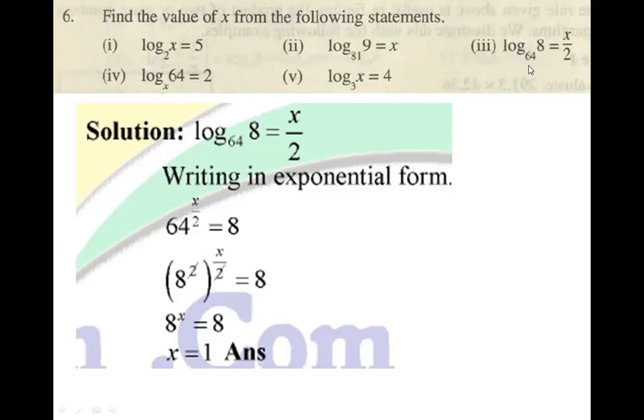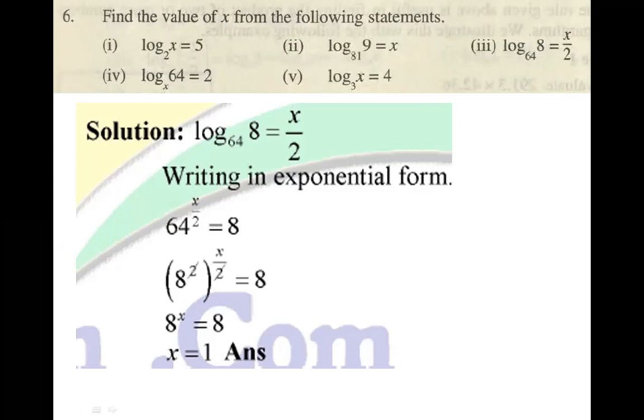Log of 8 to the base 64 is equals to x over 2. Write in the exponential form, we got 64 raised to power x over 2 is equals to 8. So now here we have 8, so 64 will be written as 8 raised to power 2. Now these two will be cancelled and we will get 8 raised to power x is equals to 8. Now the bases are same, it means that x will be equals to 1. So the value of x is equals to 1.